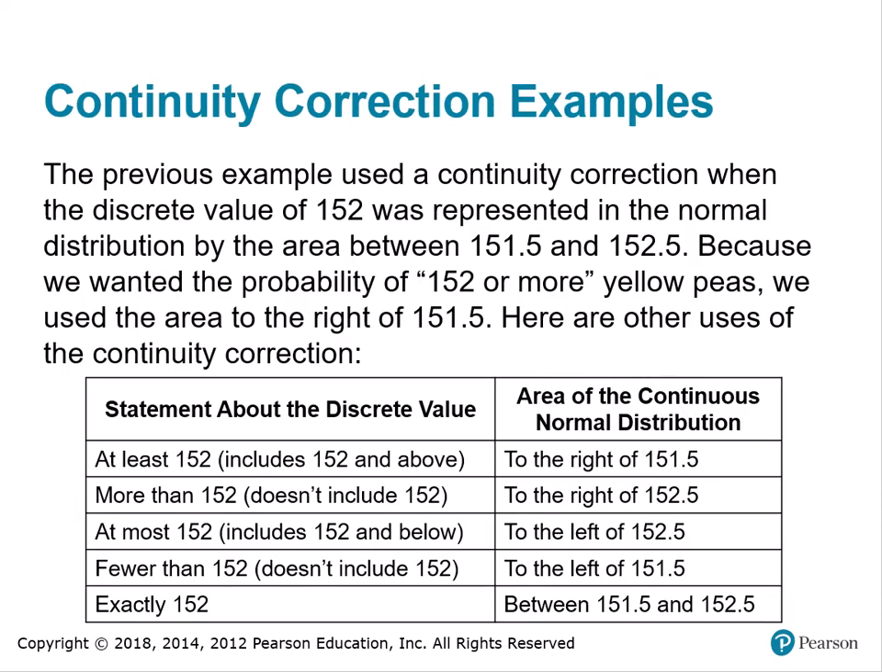All right, so part of the continuity correction, this is a really helpful table that you should look at and make note of in your book. It is on page 287. Just go through and read it. It's based on these words, and this is the information that you're going to use, such as at least, more than, at most, fewer, exactly.